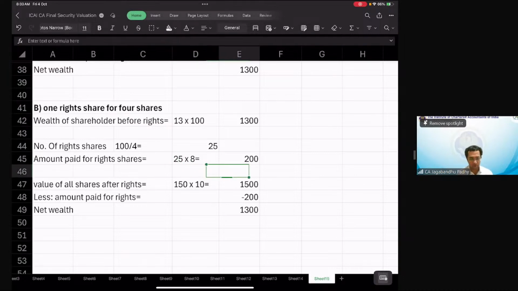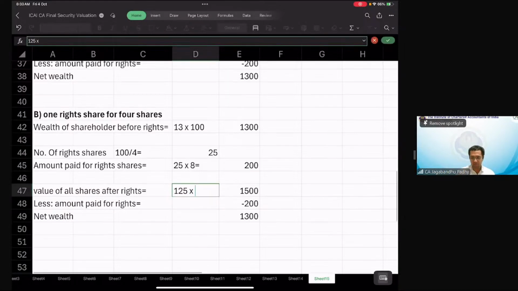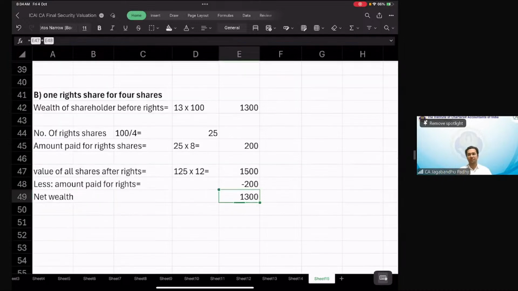And then the value of all shares after rights will be 125 multiplied by the theoretical exercise price in the second case, 12 rupees. So can I say, again, there is no change in the wealth of the shareholder. Did you get it, everyone? Yes? Okay.